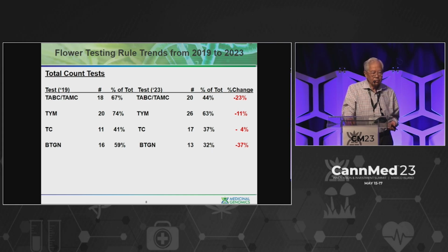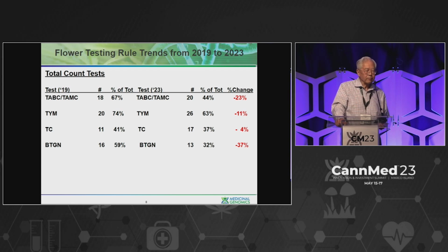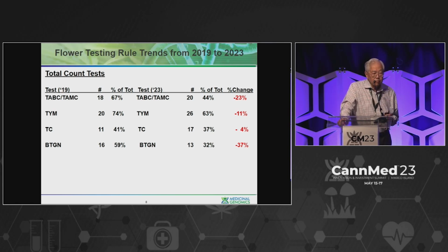The total yeast and mold, they're hanging on for dear life, whereby it's decreased from 74 to 63, a decrease of 11%. And then the third line, total coliforms, they're hanging on to that one too, but it's a lower fraction as of 2023. It's 37%, a decrease of 4%. And the bile-tolerant gram-negative bacteria have decreased the most, down to 32% of the jurisdictions, a decrease of almost 40%.